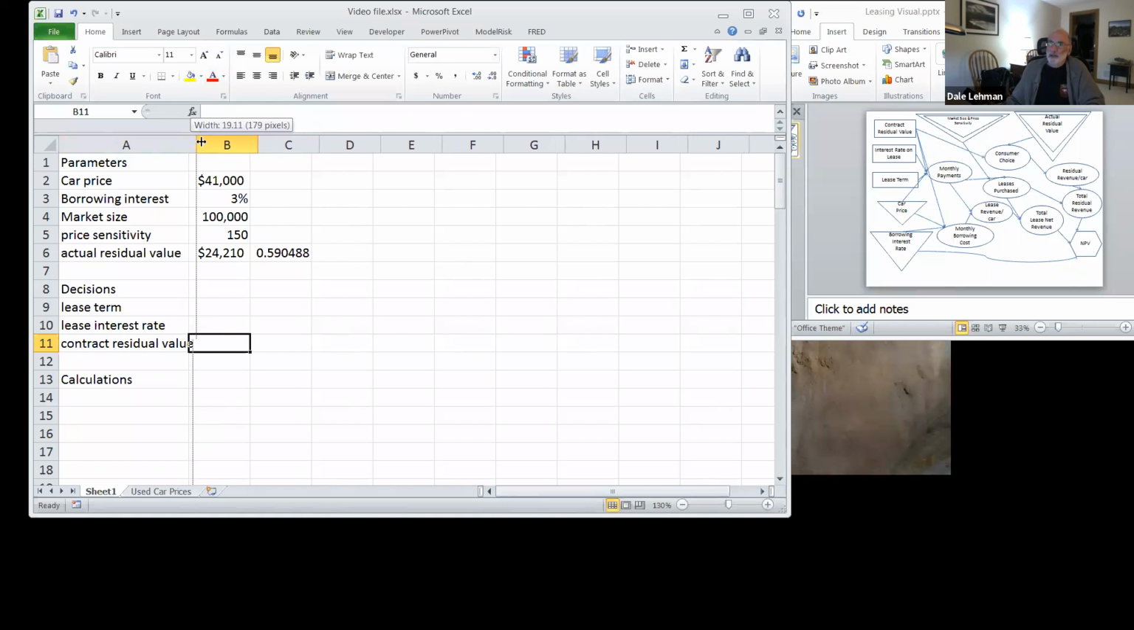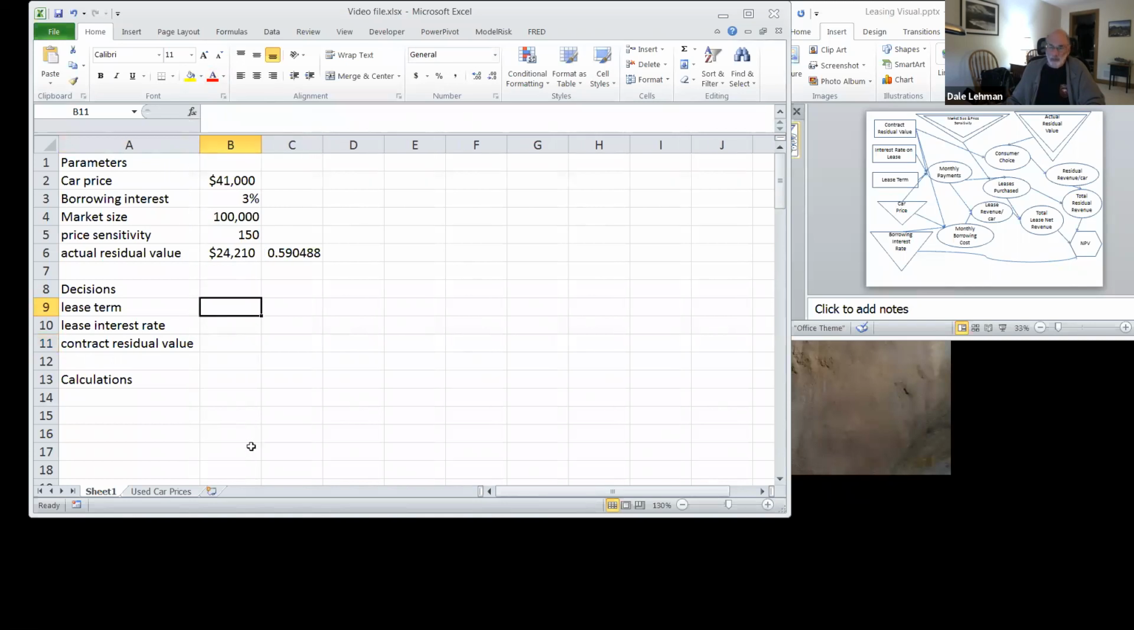I don't think the lease term is critical here. We could have left it out, but I'll put in 36 months. The typical lease, I think actually they've been getting longer now, so many leases run for 60 months, but we'll put in 3 years. Now, the nice thing about decisions is we don't have to have the right decisions here.